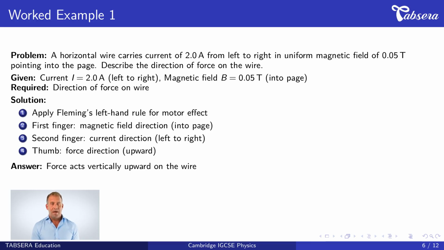Step 1. Apply Fleming's left-hand rule for the motor effect. This rule helps determine force direction. Step 2. Point your first finger in the magnetic field direction, which is into the page. Step 3. Point your second finger in the current direction, which is from left to right. Step 4. Your thumb now points in the force direction. The result is, the force acts vertically upward on the wire.